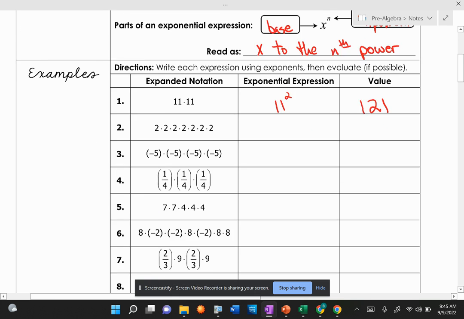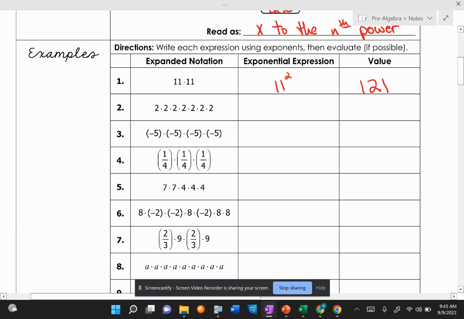So let's look at how all these expressions are related. In the first box, you have the expanded notation, which just means you have the base number and how many times you're multiplying that base number by itself. So if we look at number 1, we have 11 times 11. How many times are we multiplying 11? 2. So we can write that as 11 squared. And then the value of that is 121. How do you get the value of that? By multiplying it together.